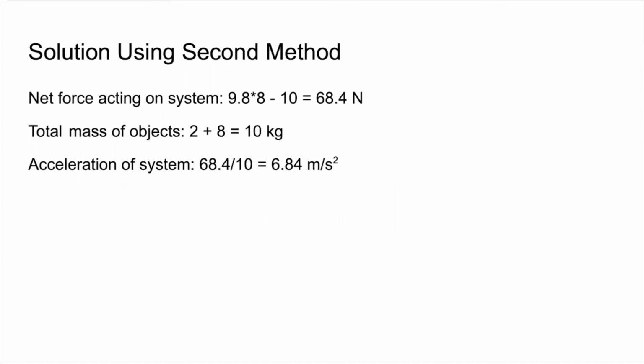Using the second method, you first find the net force acting on the system. That is the force of gravity acting on the 8 kilogram block minus 10. And it's minus because the 10 newtons is going against the direction that the 2 kilogram block is accelerating in. So then the total mass of the objects is 10. And dividing 68.4 by 10 gives 6.84 meters per second squared.